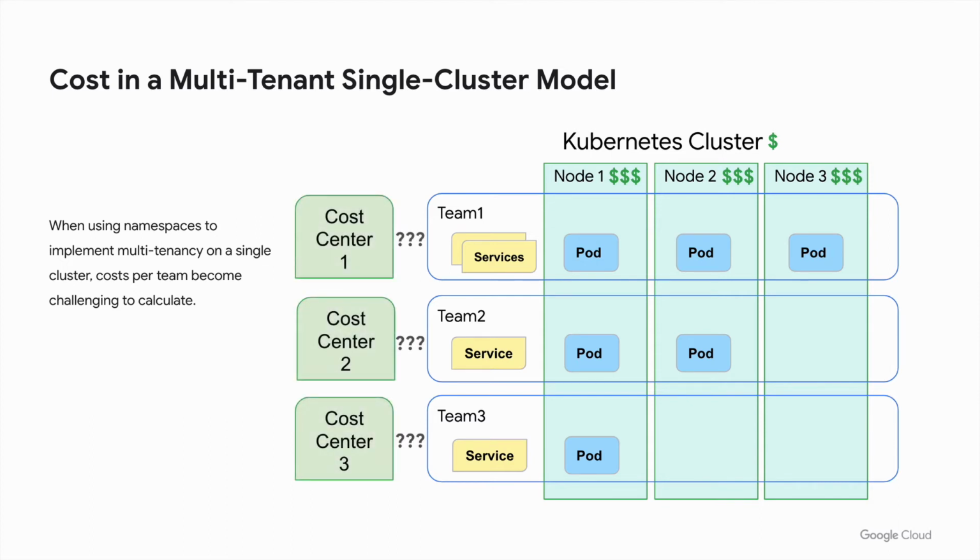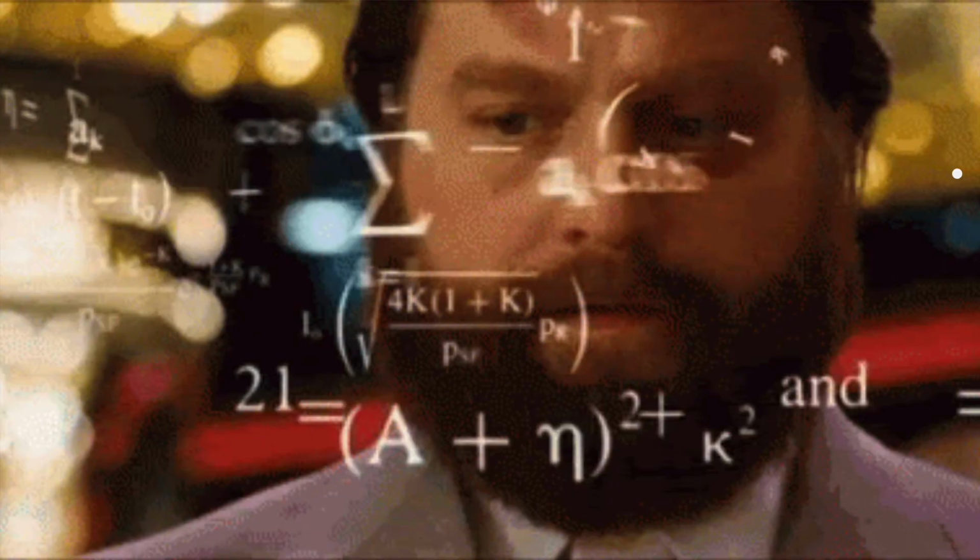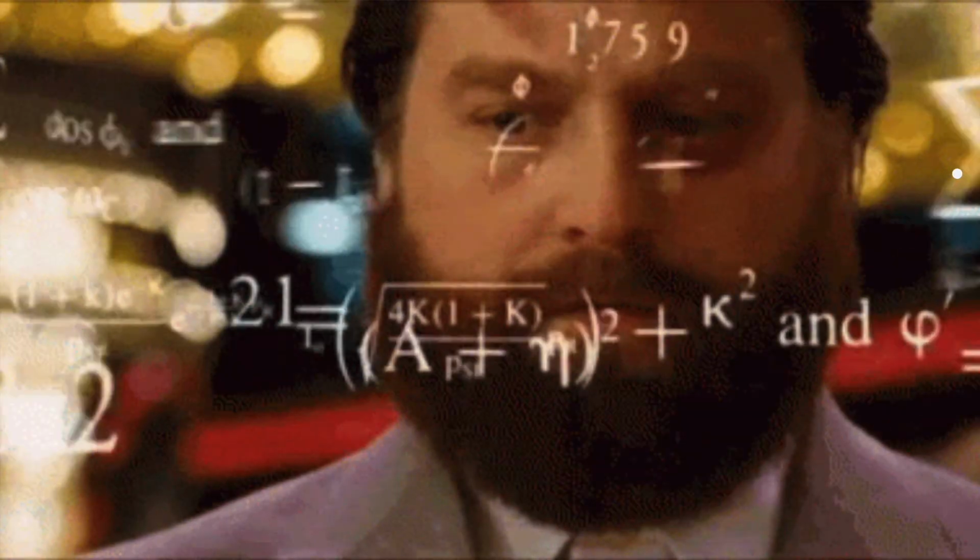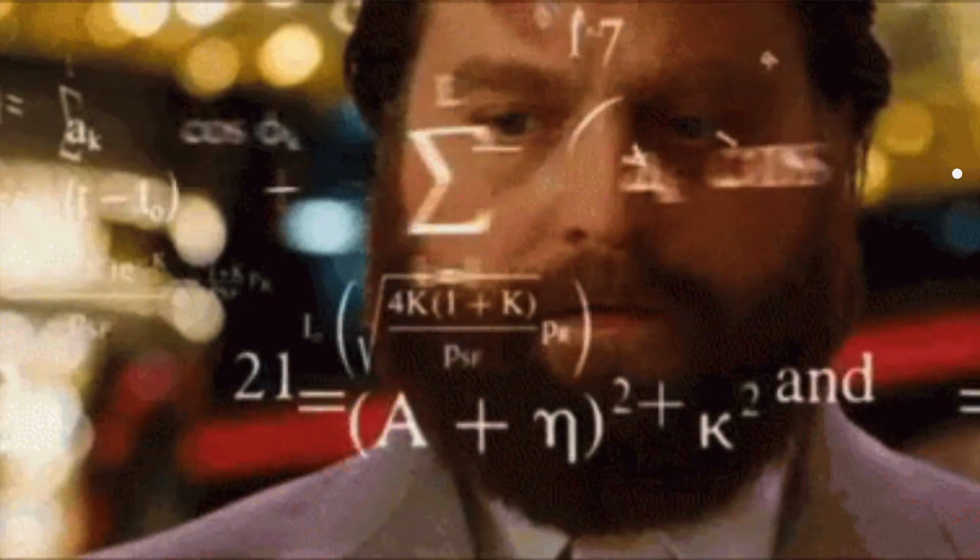Warning, the next slide that I have here has a GIF, so if you're sensitive to motion, maybe cover your eyes for just a second. This is probably what you're going to feel like if you try to do this model where you're using your single Kubernetes cluster in a multi-tenant way, using namespaces, and then you're trying to figure out the cost of the resources in each namespace. It could be a little bit difficult to calculate.